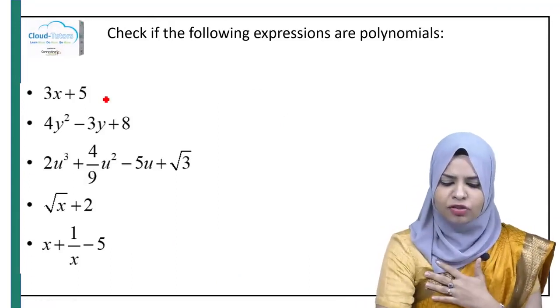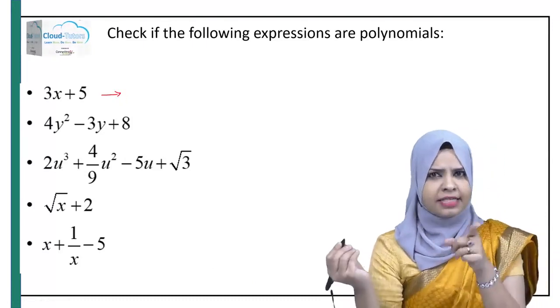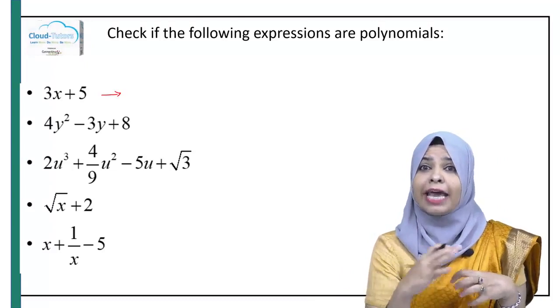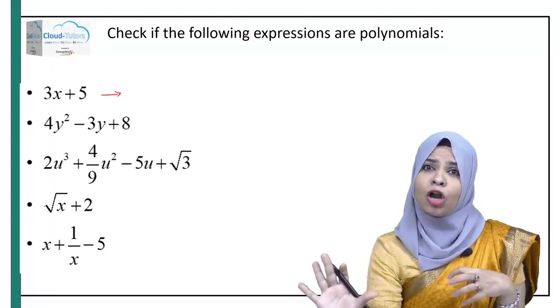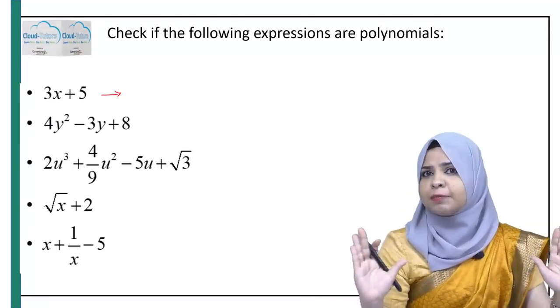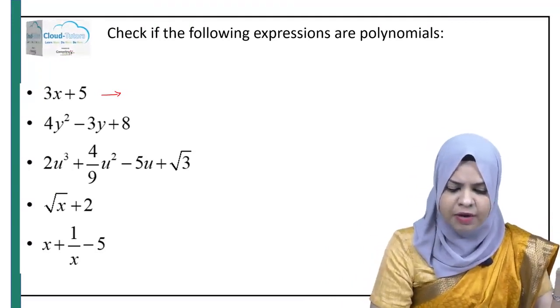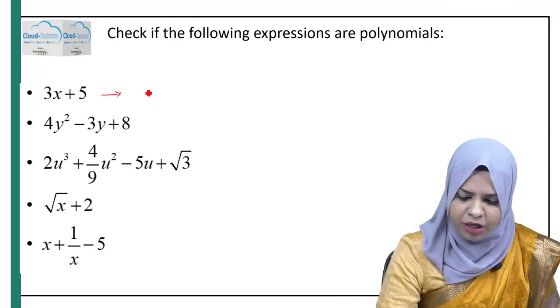So with this, let's see a few examples and say if it is a polynomial or not a polynomial. The first expression you can see, definitely it's an expression, right? All expressions cannot be polynomials, but all polynomials are definitely expressions. Remember that. So first question, 3x plus 5. It's a polynomial.